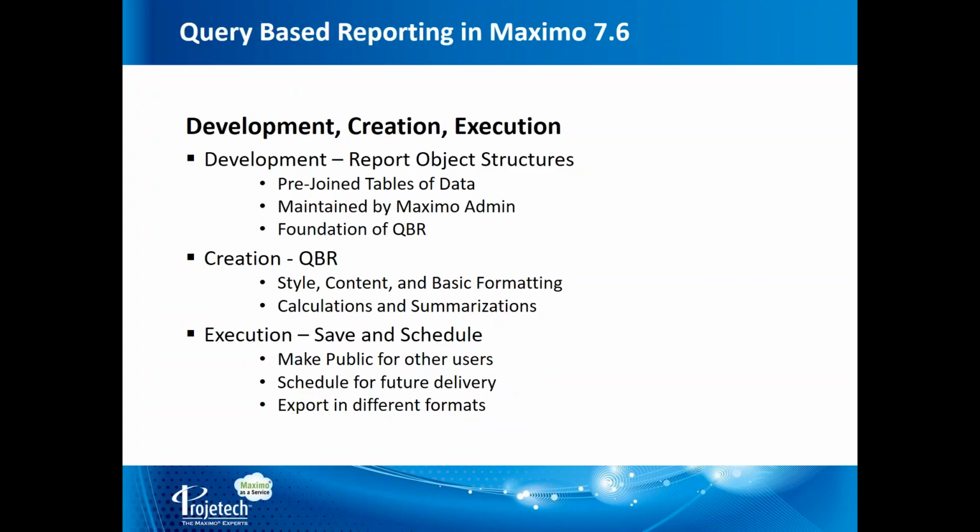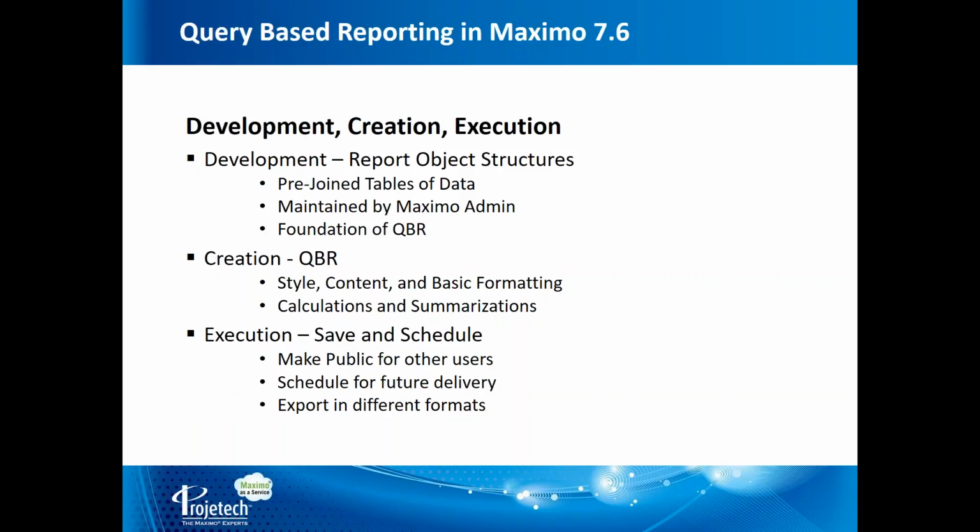There are three specific parts of a query-based report in Maximo 7.6 that you should be aware of: the development, the creation, and the execution. The development part uses what's called a report object structure. Report object structures contain pre-joined tables of data that the user can select fields from. They utilize relationships to join the tables together. There are some report object structures that are out of the box that your Maximo administrator can customize and maintain. They can also create new ones. These are the foundations of the QBRs.